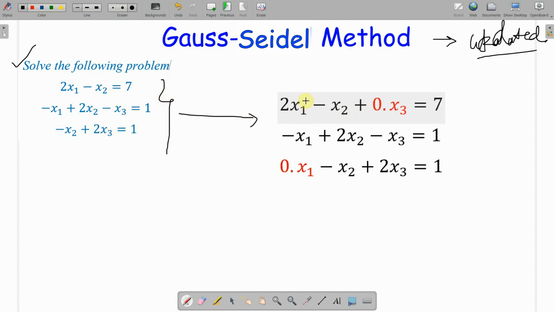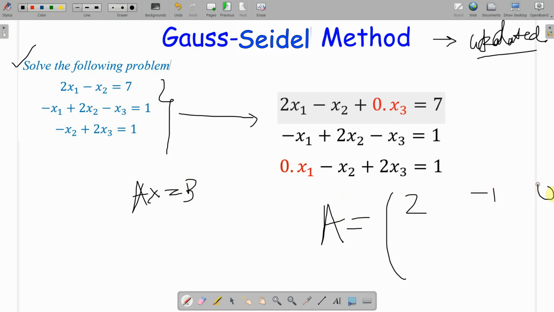So write this down: 2x1 minus x2 plus, I'm multiplying with 0, I'm considering 0 multiplied with x3. So that it's for my own convenience, so that I can understand what's actually happening and how the matrix is formed. What is the A matrix here? You remember, Ax equals B. So here the A matrix will be 2, minus 1, 0, minus 1, 2, minus 1, 0, minus 1, 2.